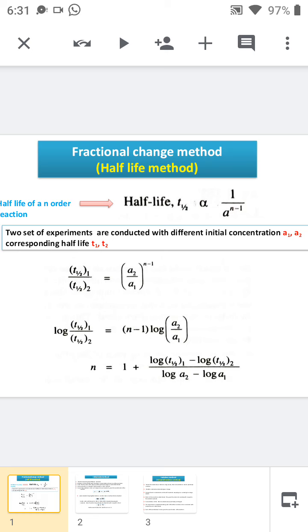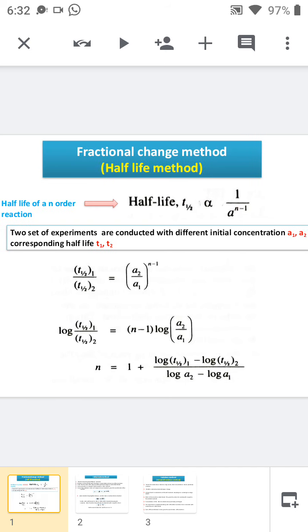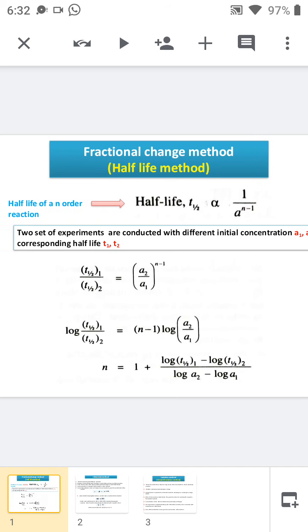Then if we apply the above equation, T half of 1 is directly proportional to 1 by A1 to the power n minus 1, and T half of 2 is directly proportional to 1 by A2 to the power n minus 1. If we divide these two equations, we get T half of 1 divided by T half of 2 equal to A2 by A1 to the whole power of n minus 1. Then if you take the logarithm, log of T half of 1 divided by T half of 2 equals n minus 1 into log A2 by A1.